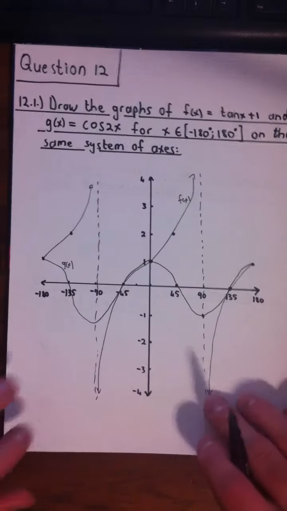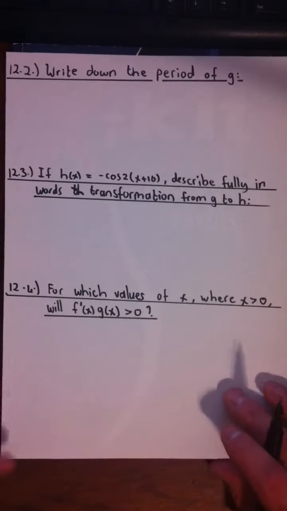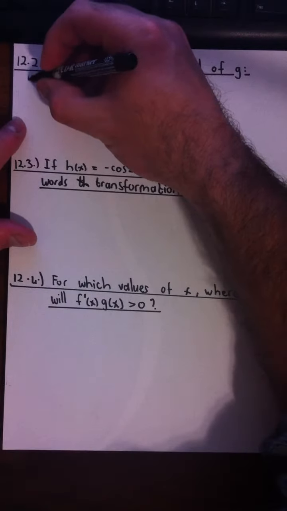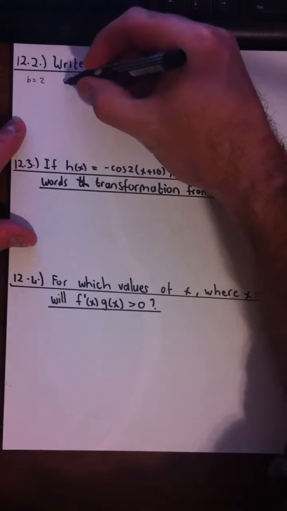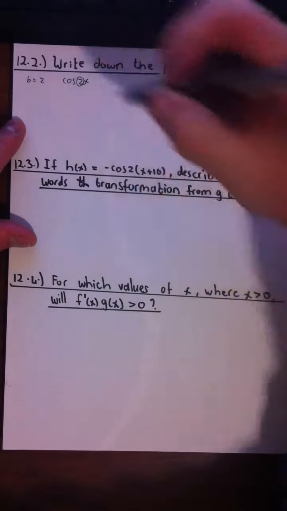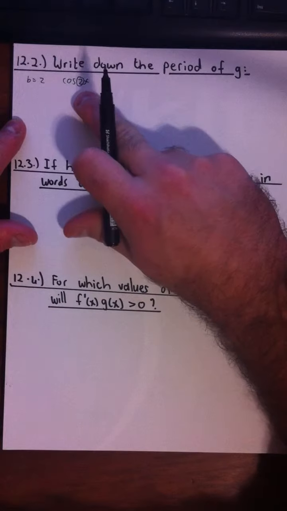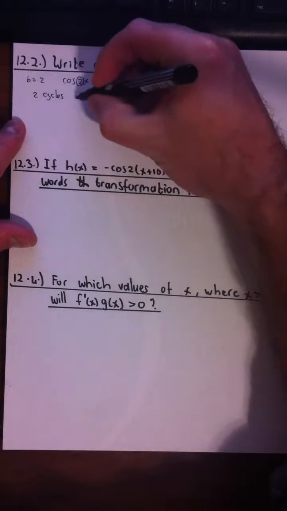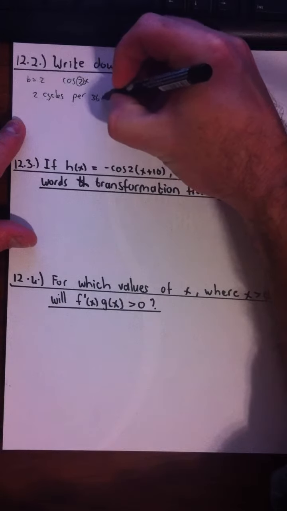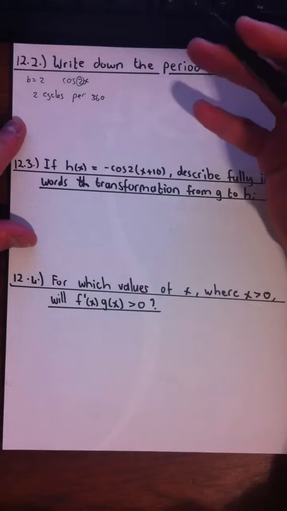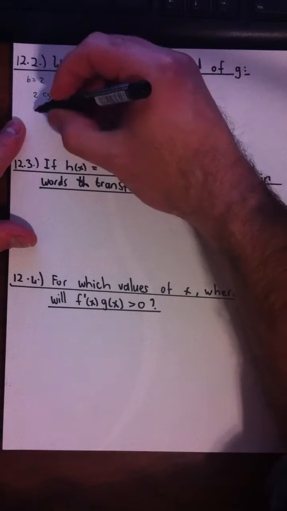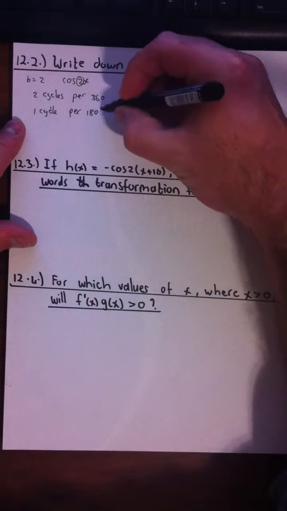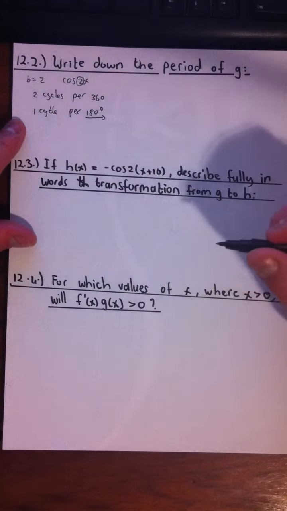So that's done. Now let's look at what else they ask us. Write down the period of g. Okay, well we said our b value, which in this case was 2, because we had cosine of 2x, tells us the number of cycles per original period. So now we've got 2 cycles per 360 degrees. So how many degrees for 1 cycle? Well, divide by 2, so we'll get 1 cycle per 180 degrees. So that is now our period.